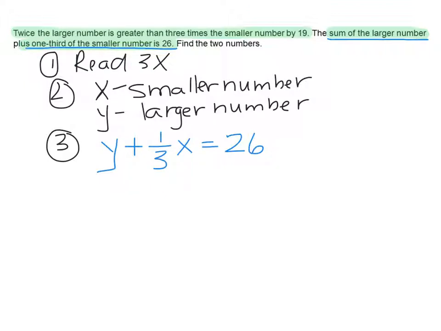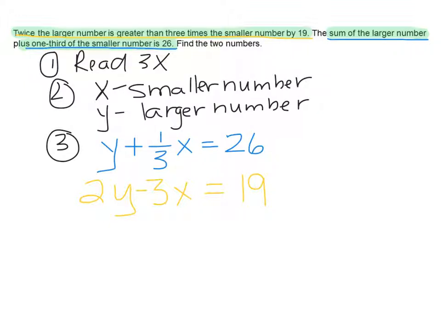Now, going up to the sentence at the top here, it says twice the larger number is greater than 3 times the smaller number by 19. Now, what that means is twice the larger number is greater than 3 times the smaller number by 19. So that means we're going to take the difference between those two. So 2y minus 3x is equal to 19. This is, again, one of those questions that you really have to pay attention to what's going on in the wording and picking up on those keywords.